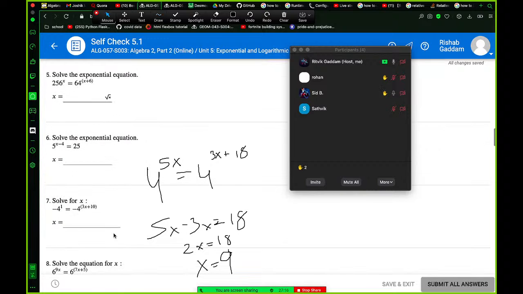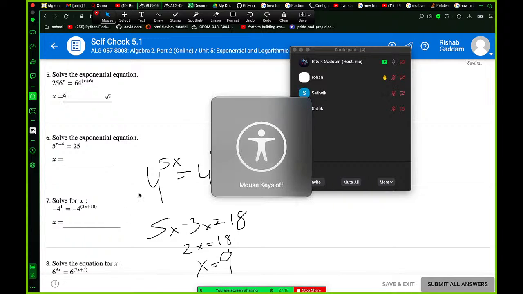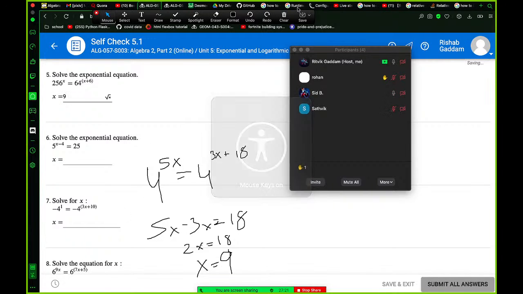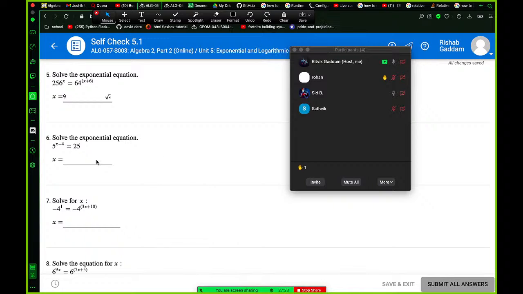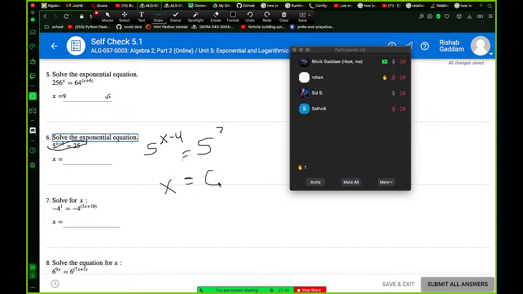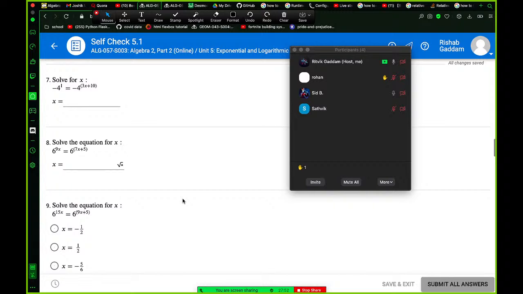Yeah, so you can do this one. Wait, do I do number 7? Yeah, number 6. Okay, so 5 to the x minus 4 equals 5 to the power of 2. That basically gives you x minus 4 equals 2, which gives you x equals 6. Yeah, that's super easy. Good job. Let's clear the screen.